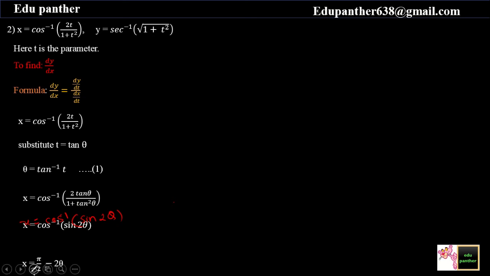Okay. So see what we have got here, x is pi by 2 minus 2 theta. Now how have we got that term here? We are using the allied angle formula here. So note down this step.